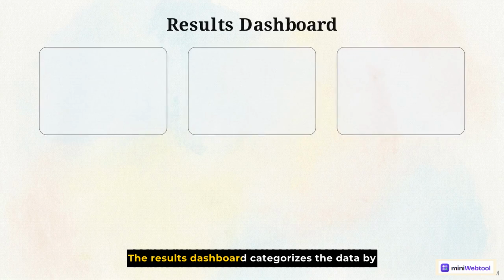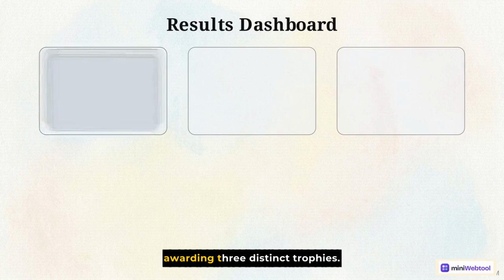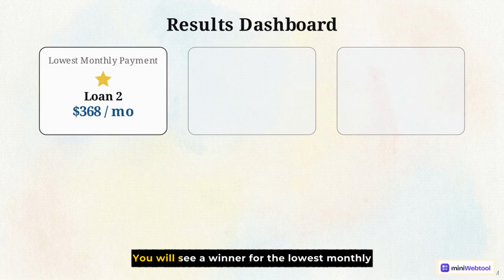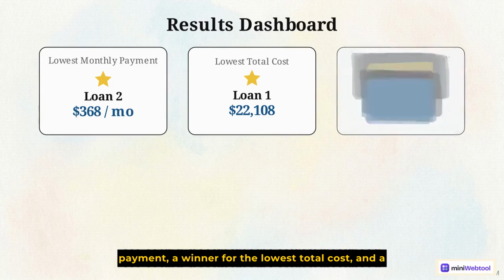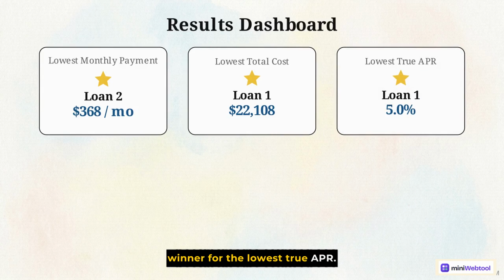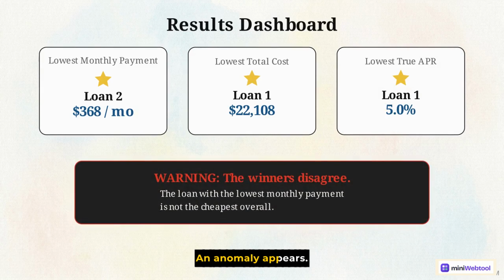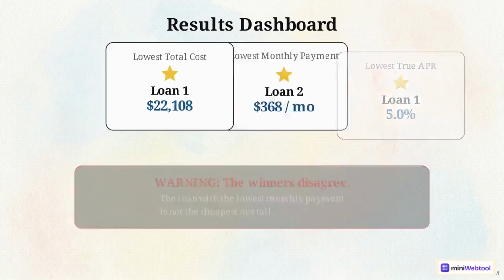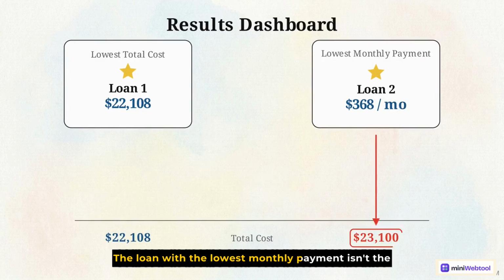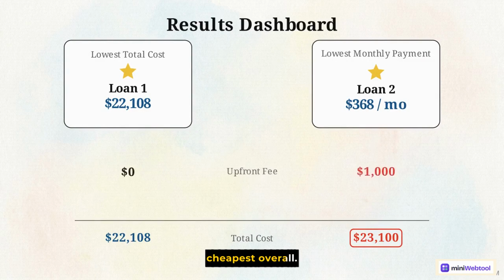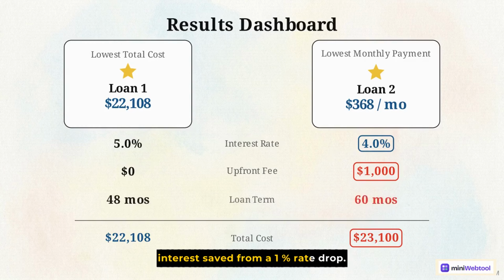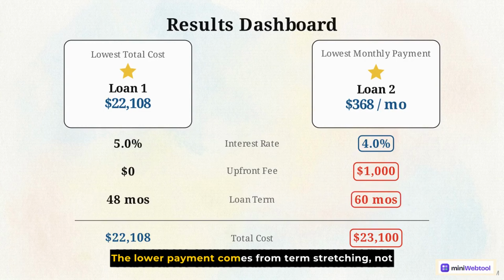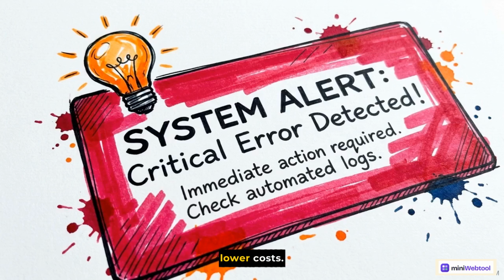The results dashboard categorizes the data by awarding 3 distinct trophies. You will see a winner for the lowest monthly payment, a winner for the lowest total cost, and a winner for the lowest true APR. An anomaly appears. The winners disagree. The loan with the lowest monthly payment isn't the cheapest overall. Loan 2's $1,000 upfront fee completely erases the interest saved from a 1% rate drop. The lower payment comes from term stretching, not lower costs.